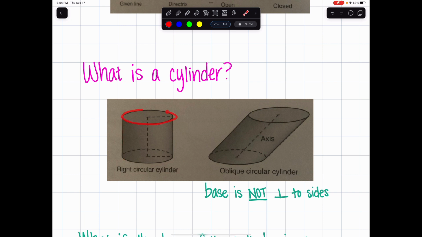If the base is perpendicular to this, then it's a right solid. See the word right there? If it's like this, no, that's not a 90-degree angle. One is called oblique because the base is not perpendicular to the sides.